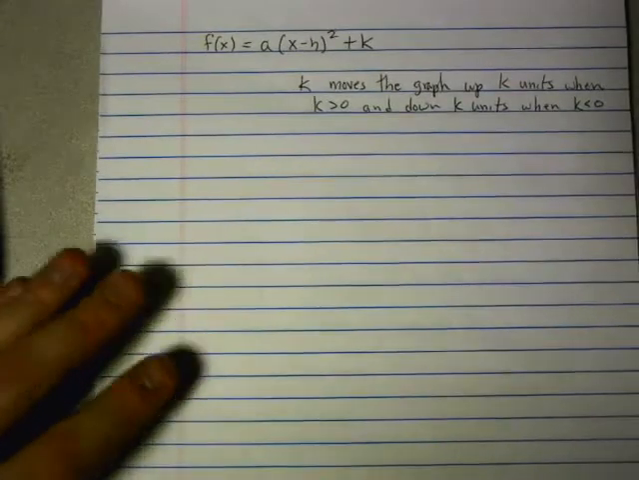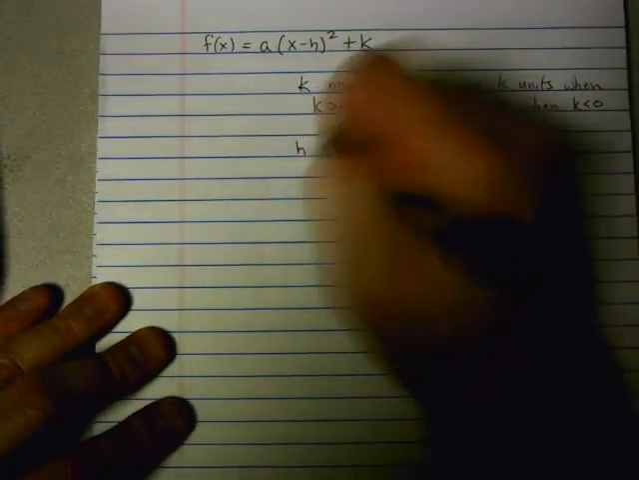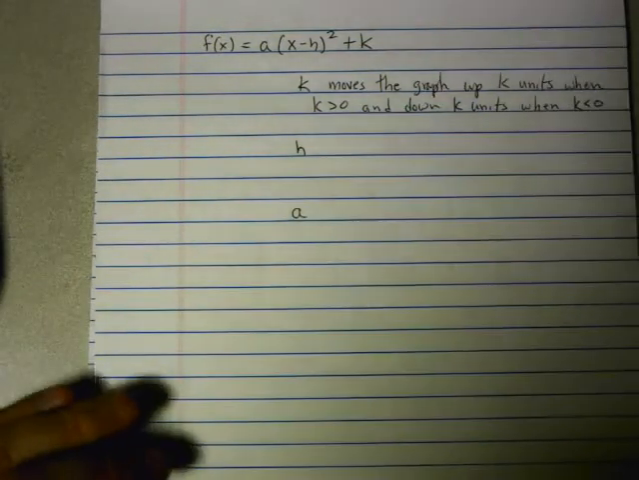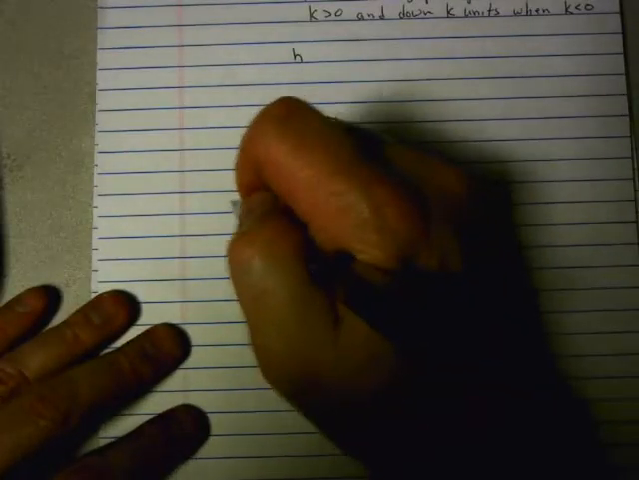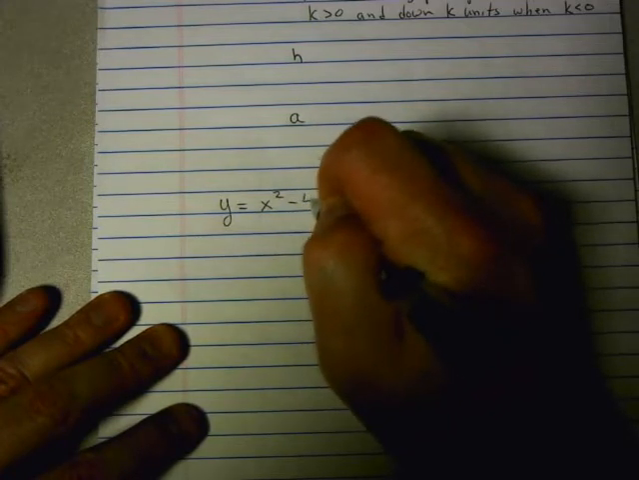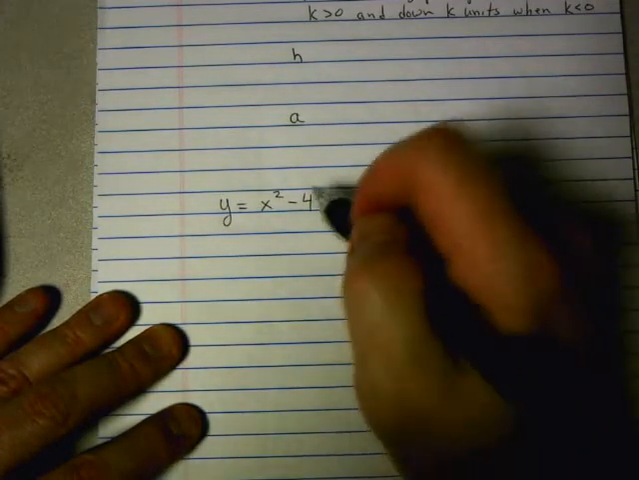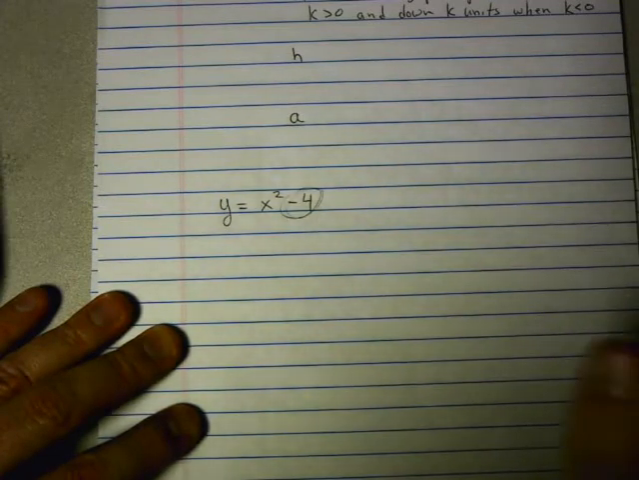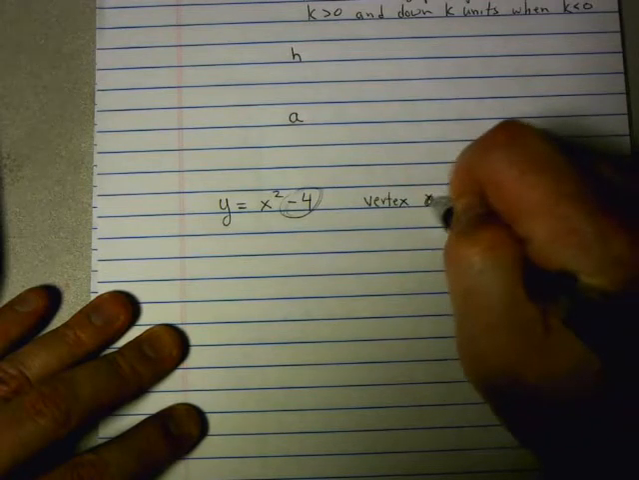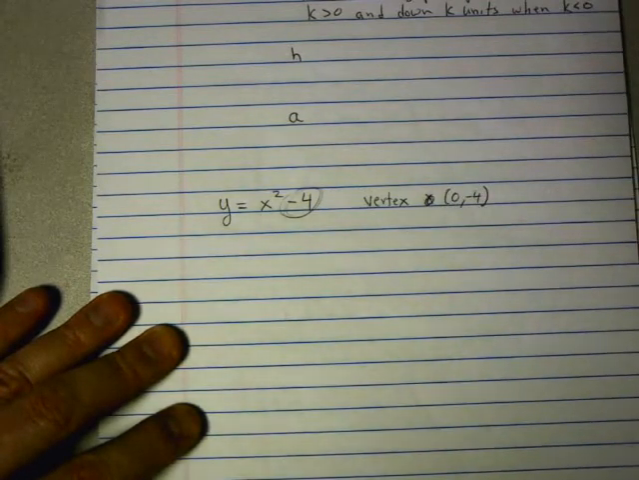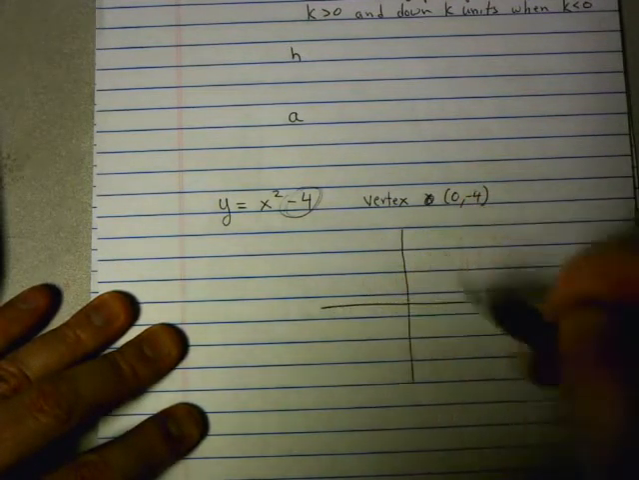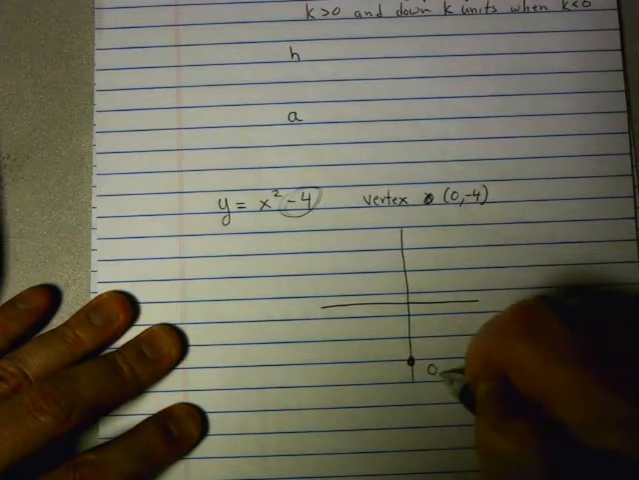Alright, so a quick question I might ask. I'm going to leave some space here because in a minute we'll figure out what h does, and then in a minute we'll figure out what a does. So, for example, just a quick problem, if I were to give you y equals x squared minus 4, what you should tell me right away is you see that this minus 4 is here. That's going to move the vertex down 4 places. So right away, you should know the vertex is the point 0, -4. So when you go to graph, there's 0, -4.